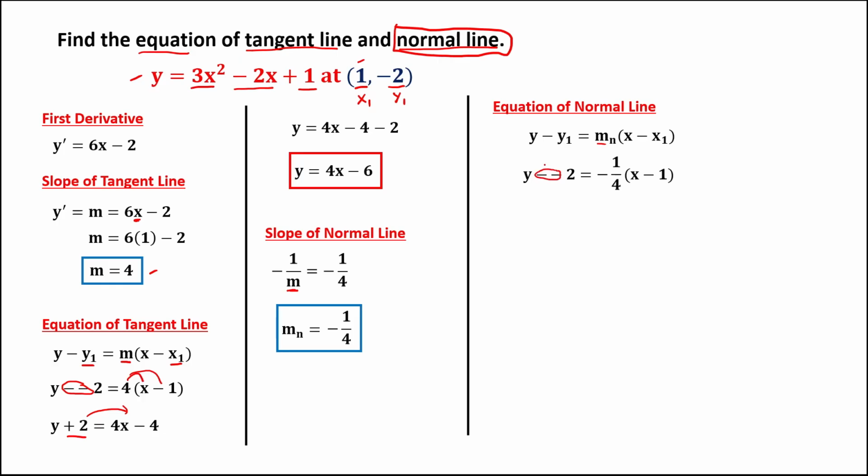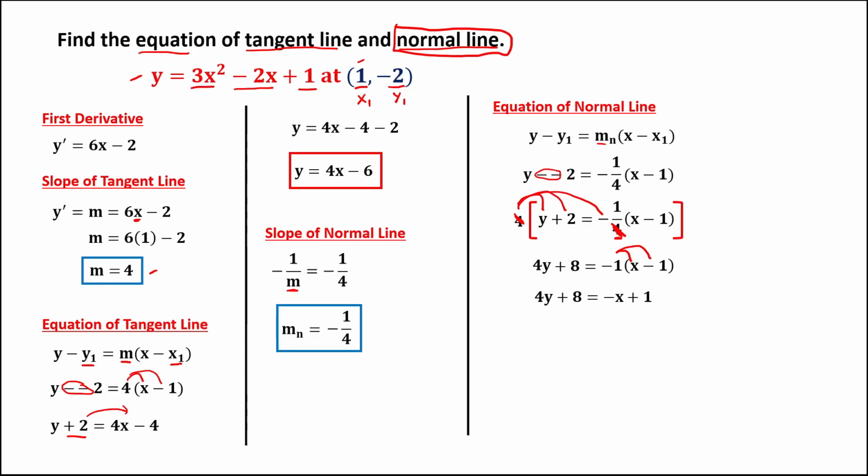Then for this double negative, this becomes positive. Then to simplify, we need to multiply the whole equation by this denominator, so times 4. Then distribute, so this becomes 4y. This is positive 8. Then distribute to this term, so we can cancel now this denominator. So this becomes negative 1 times x minus 1. Then to simplify, this becomes negative x and negative times negative, so this becomes positive 1.